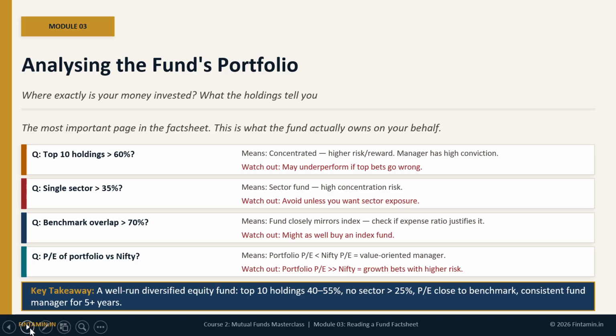If more than 35% is in a single sector, you are effectively taking a sector bet, not a diversified equity bet. Make sure that is intentional. Check the portfolio PE ratio versus Nifty PE. If the fund's PE is much higher than the Nifty, the manager is making growth bets at premium valuations. If lower, the manager is value oriented.